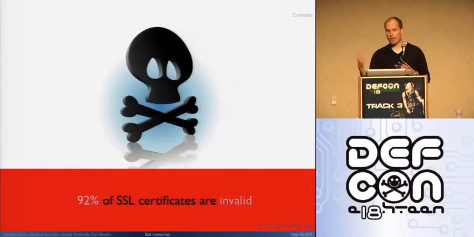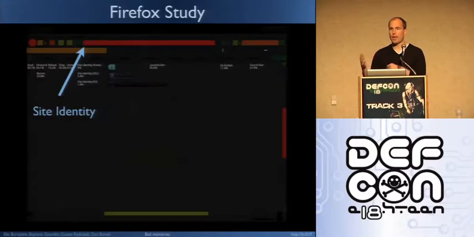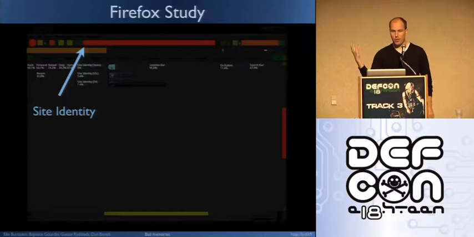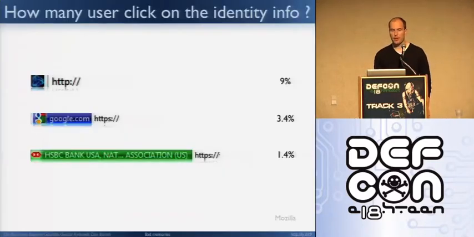Same thing if you think that a positive warning, like site identity, gives any idea and the user will pay attention to it. This is a Firefox study for Firefox 4. It's a heat map of where users are clicking. The one you don't see is actually the one where you have the HTTPS information. No one is clicking on it. So positive warnings don't work as well. This is a more detailed stat. And actually, the more expensive the SSL certificate becomes, the less people are clicking on it.